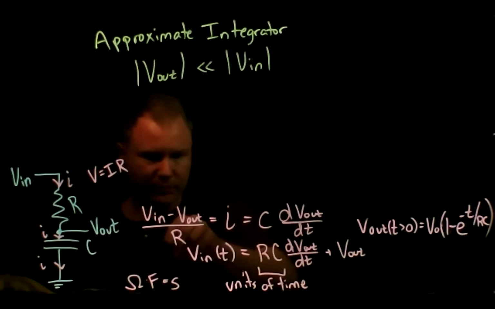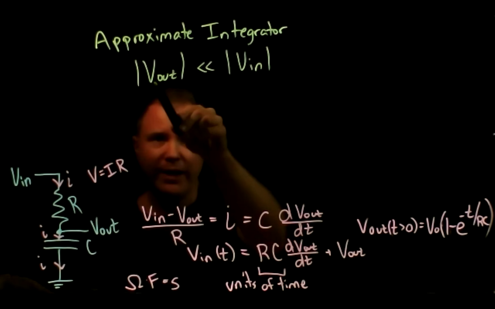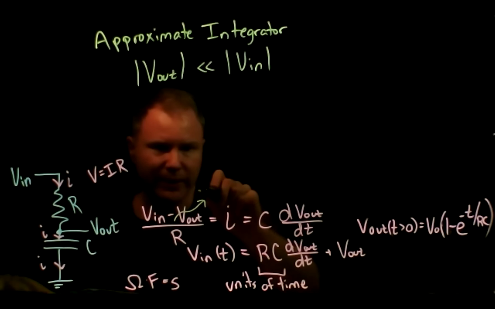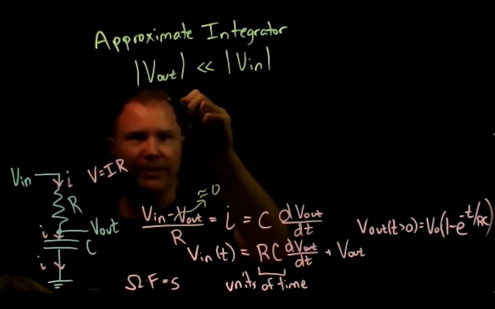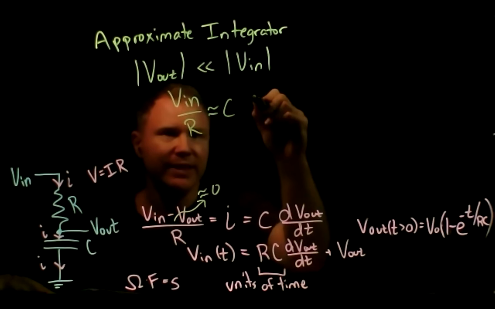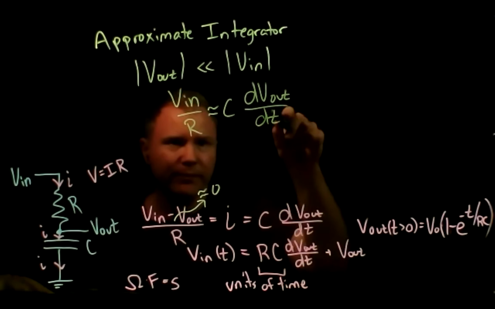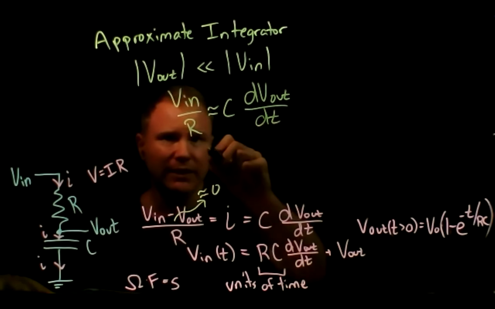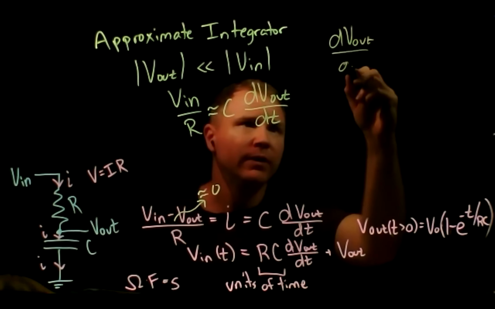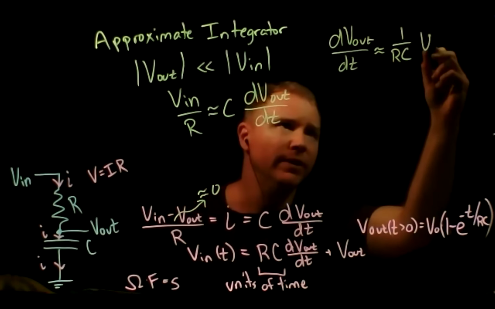And where does that come from? Well, if we look at this equation that we had before, as long as the magnitude of V out is much, much less than the magnitude of V in, we can ignore this term here. We can approximate this as approximately 0. And what this means is that V in over R is approximately C dV out dt, or if I rearrange terms here, let me go over here. So let's see, dV out dt is approximately 1 over RC V in.